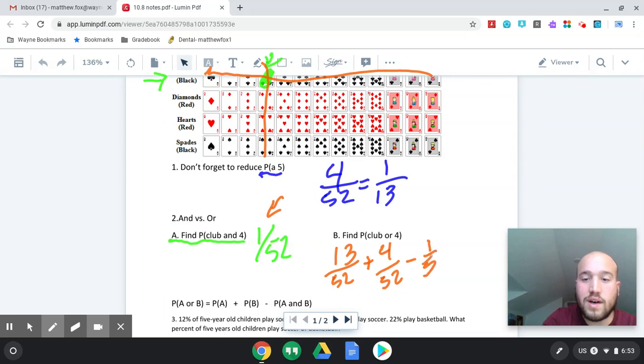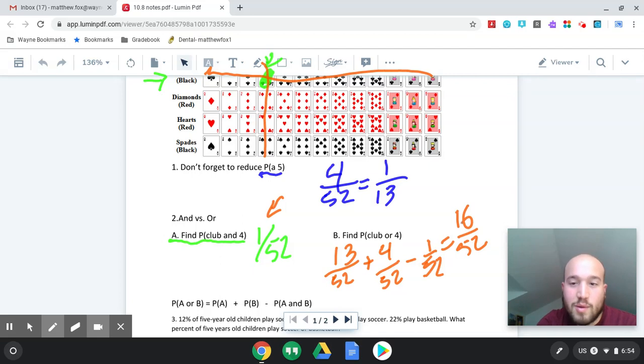If you're forgetting why we got 1 over 52, look right here, this one with the big green dot. That is both a 4 and a club. We counted it in the first one and the second one. We have double counted it. That's not good, so we have to subtract it off so we only count it one time. Now, when we add across, 52 will still be in the denominator. The numerator, 13 plus 4 is 17, minus 1 leaves us with 16 over 52.